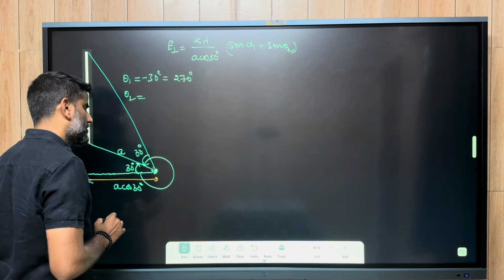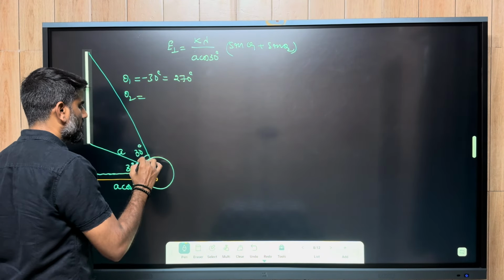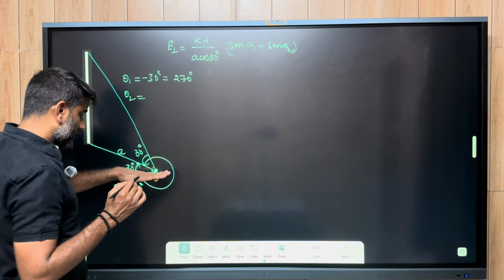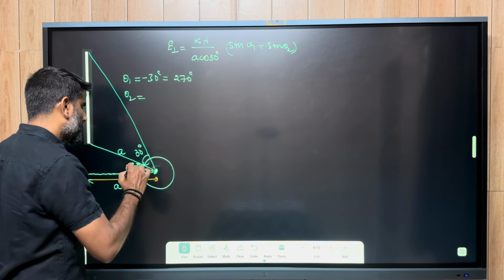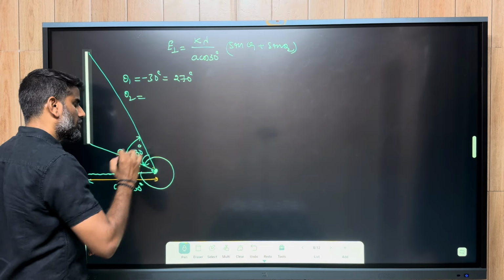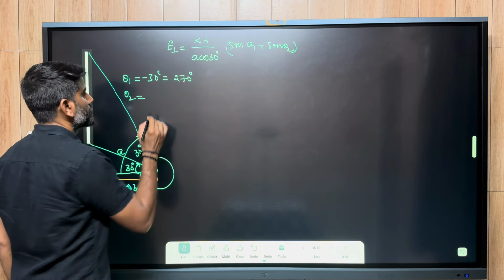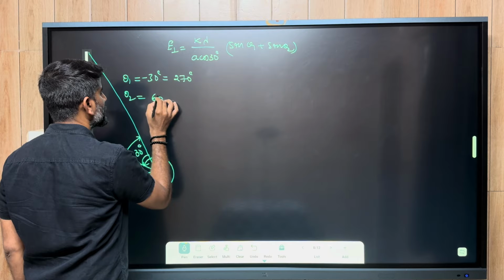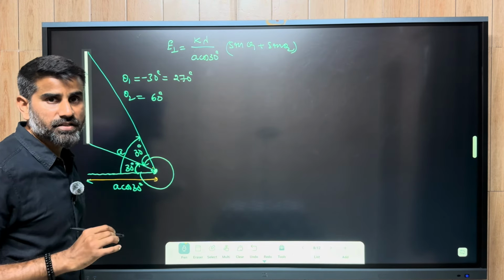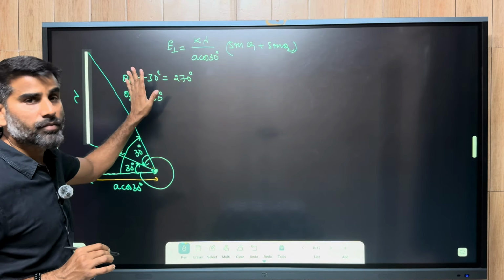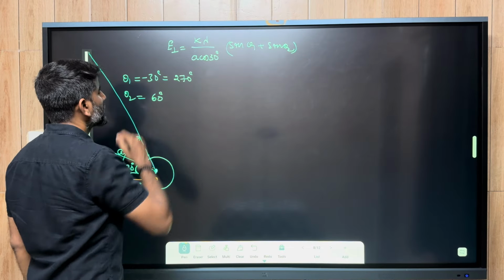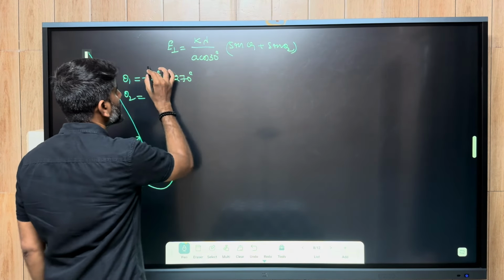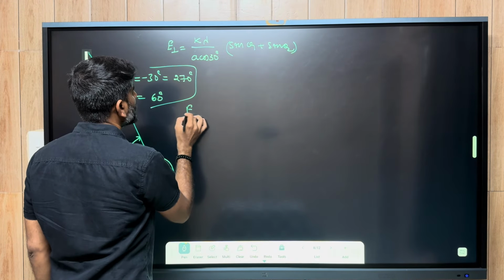Now coming to the theta 2 angle. Theta 2 I am measuring from this reference line only, no? Perpendicular to the length of the rod. From here to here, this will be our theta 2. Theta 2 is how much? 60 degrees. Is my point clear? Right? Okay. Now, as I know theta 1 and theta 2, I can directly substitute these two in the formulas.